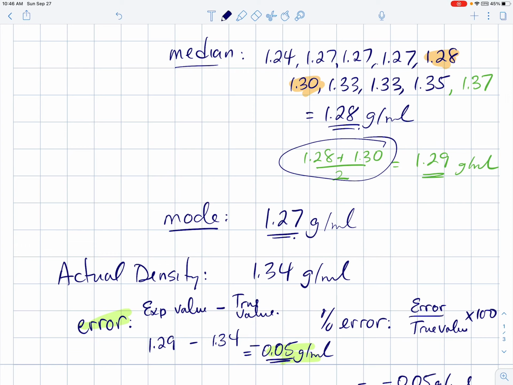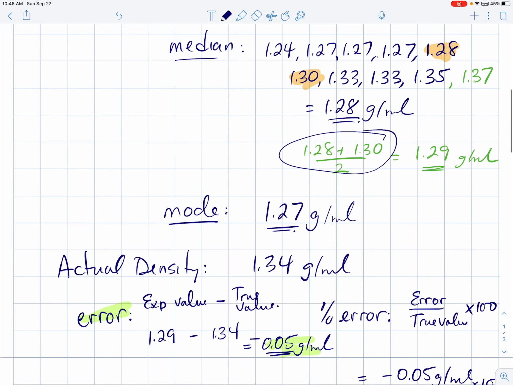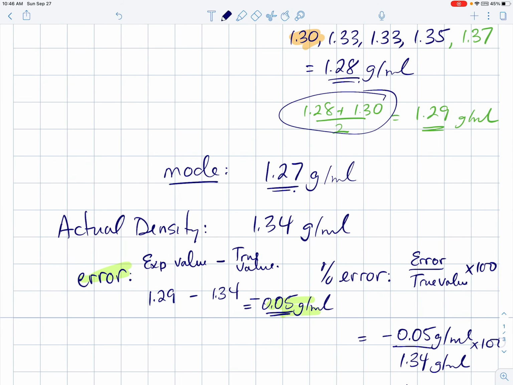The mode is the most common value in the set of numbers. There isn't always going to be a mode. If they were all unique, there would not be a mode. And sometimes there can be more than one mode. In this case, the mode was 1.27.